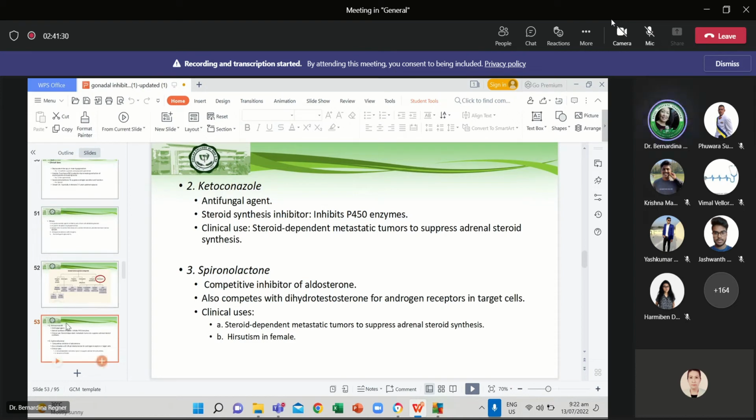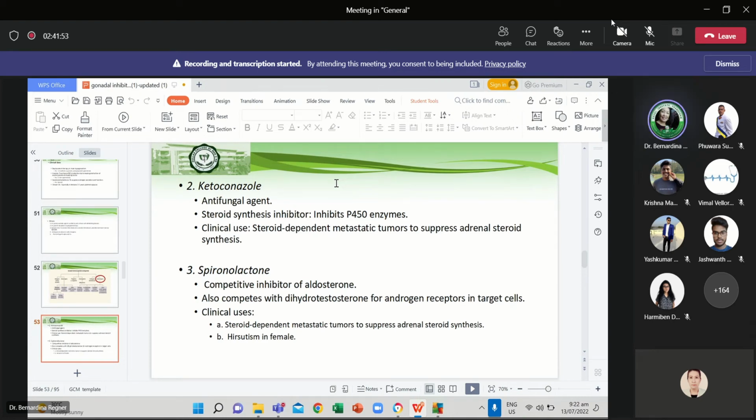So the second anti-androgen, you have here ketoconazole. This is an antifungal agent, a steroid synthesis inhibitor, will inhibit your P450 enzyme. Clinical use as a steroid-dependent metastatic tumor, to suppress adrenal steroid synthesis.